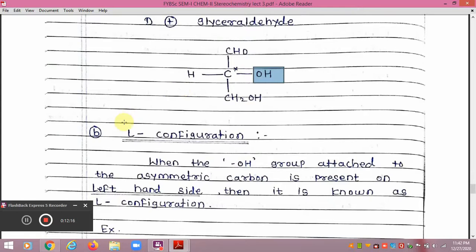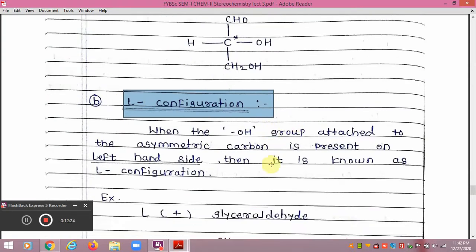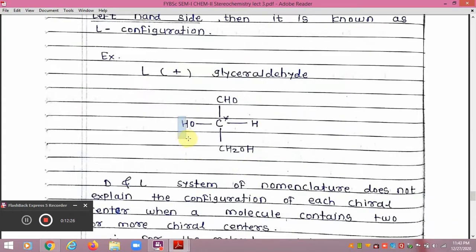The next one is the L configuration. Similarly in this structure, when the OH group attached to the asymmetric carbon atom is present on the left hand side, then it is known as the L configuration. So you can see here, this is the structure in which the OH group attached to the asymmetric carbon atom is present on the left hand side. So this is the L configuration, and the name of this molecule will be L-glyceraldehyde.